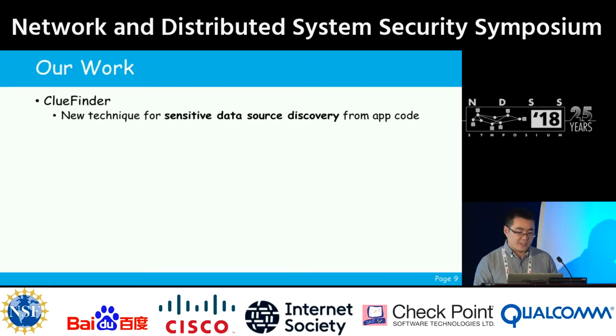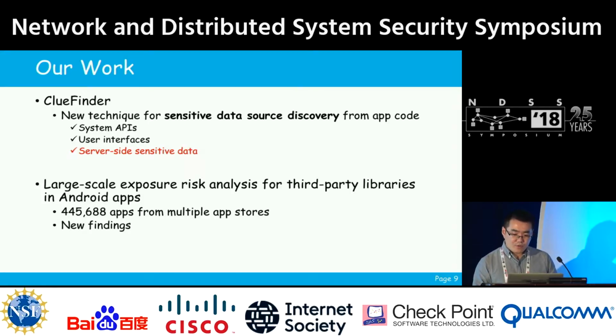Based on this observation, we first developed ClueFinder, a novel technique that mines app code to recover semantic clues for identifying sensitive information. The design of ClueFinder covers not only sensitive data labeled by system APIs and user interfaces, but also server-side private data. Then, armed with more sensitive data sources discovered by ClueFinder, we are able to evaluate the exposure risk of such sensitive data among 445K apps. The results enable us to gain new insights about how private data is accessed by different third-party libraries at a large scale.